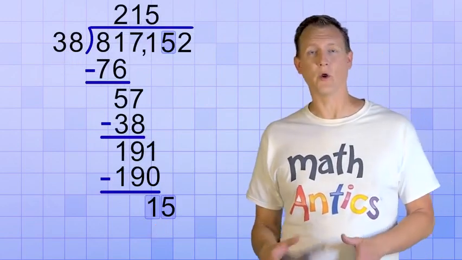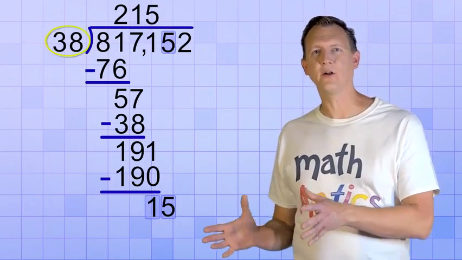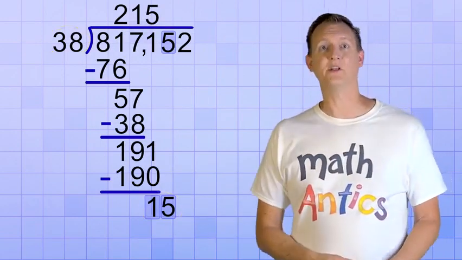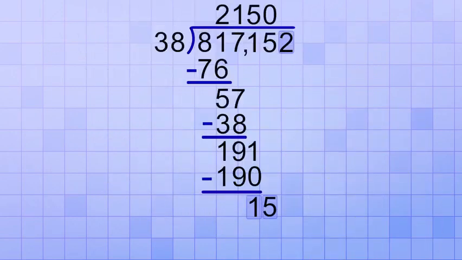But don't worry, we already know what to do when this happens. Whenever we're trying to divide a bigger number into a smaller number, we just put a 0 in the answer line and move on to the next digit. We bring down a copy of the 2 and combine it with our remainder of 15. Now we ask, how many 38s will it take to make 152?